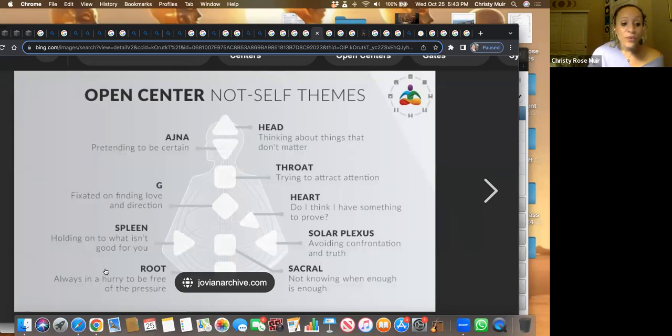Okay. The root center, if your root is open and undefined, you are under pressure and you are amplifying that pressure. And there's a tendency for you to feel like you have to hurry up to get free of the pressure. You'll never be free of the pressure. You have to learn to recognize the pressure and to let it go.